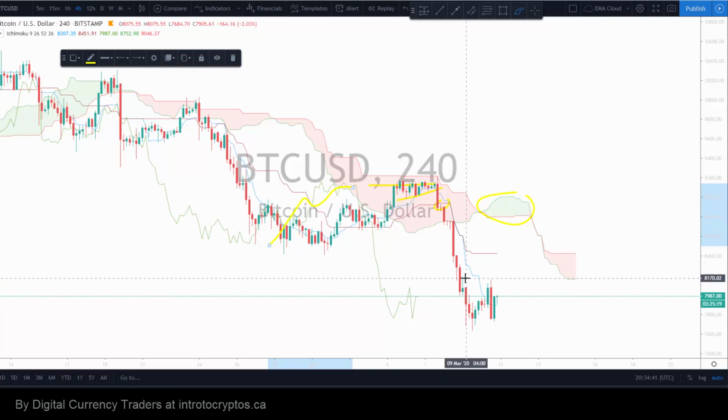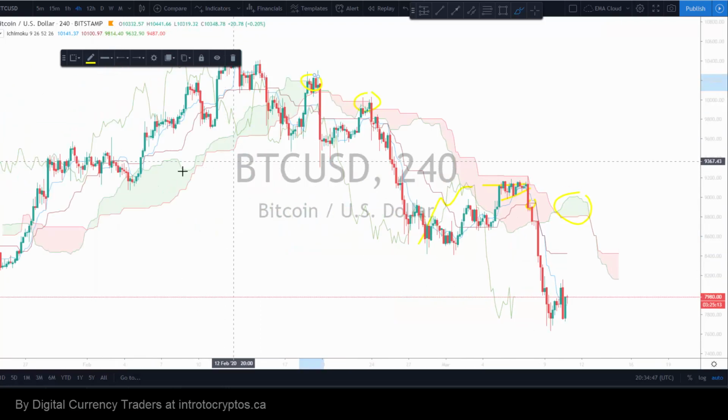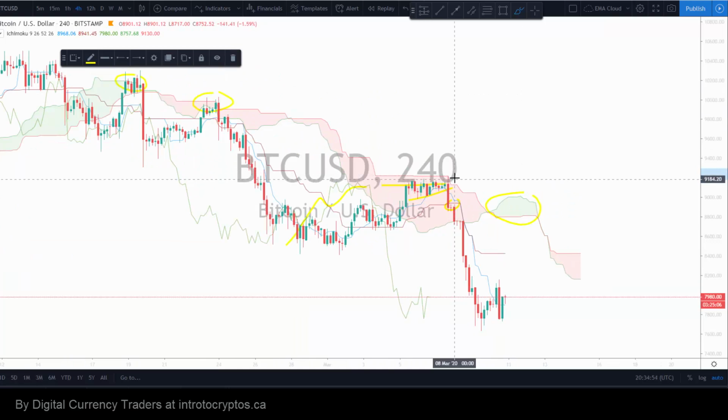Or maybe I'm playing the Ichimoku Cloud improperly, because when it's coming up to the top of the cloud, it's a test point. Coming into the cloud, it's a test point. Anytime it's touching the cloud, it's a test point that could be a reversal.